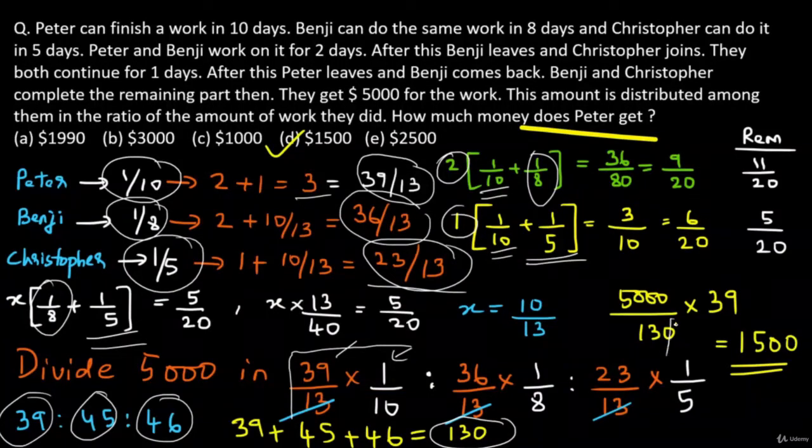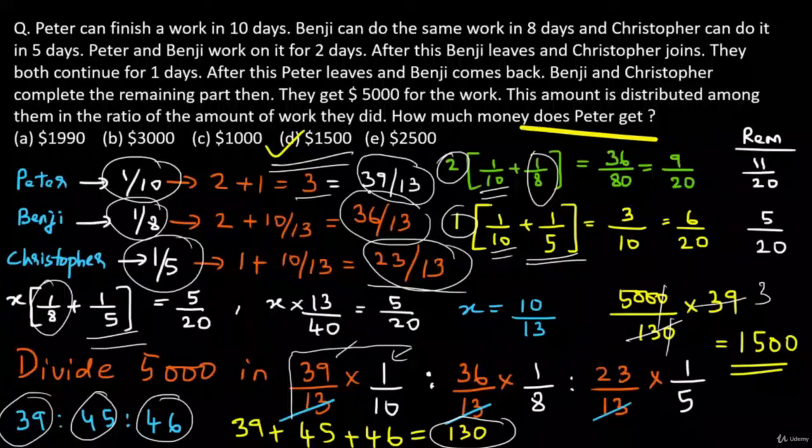And over here let's simplify that. That's 500 by 13 into 39. So that's equal to 500 into 3, which is equal to 1500, and that is answer option D. So as per the question, Peter is getting $1,500.